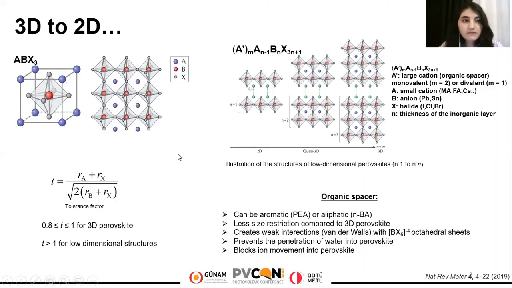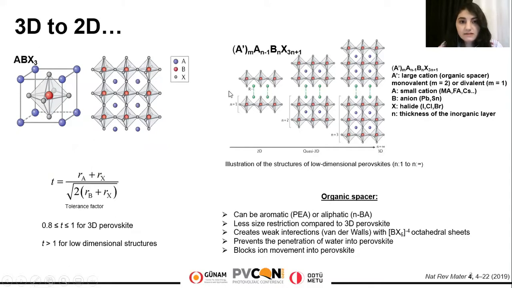When we are talking about 2D perovskite, this time we are introducing a large cation or organic spacer into the bulk, and we are exceeding the tolerance factor for low dimensional structures. What's that organic spacer? It should be an aromatic or aliphatic material. As I said before, it's a large cation. Compared to 3D ones, it has less structural restriction.